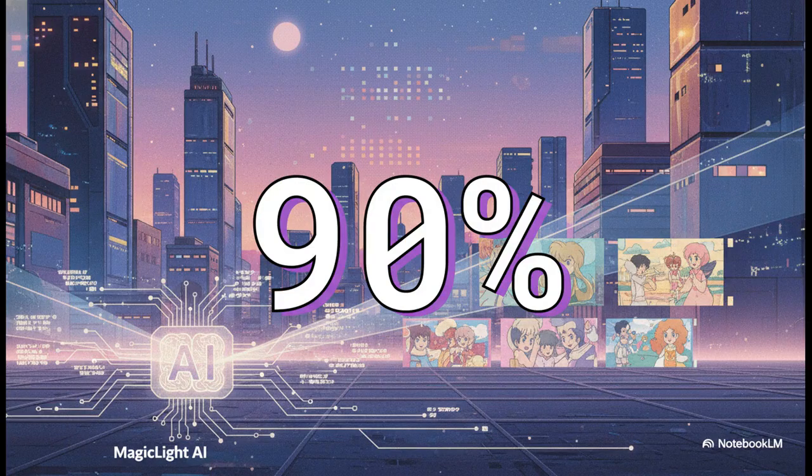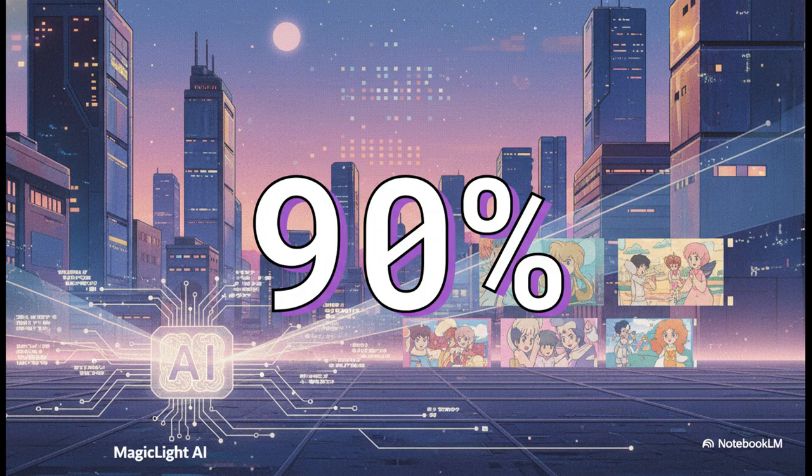And this leads to a pretty wild claim. They say that by automating all this stuff, MagicLight AI can slash your production time by up to 90%. 90. Just think about that. What would have taken you weeks of painstaking work before could now be done in an afternoon.